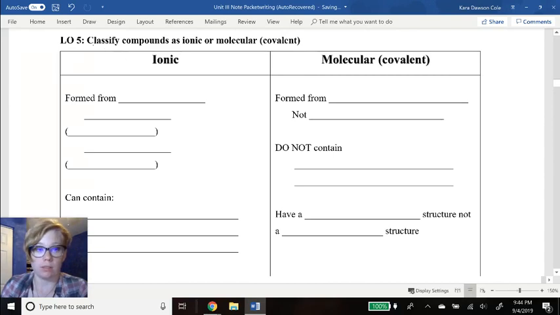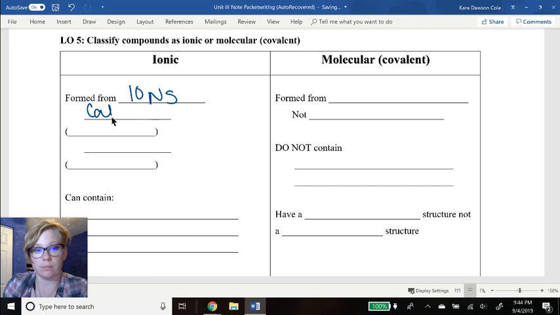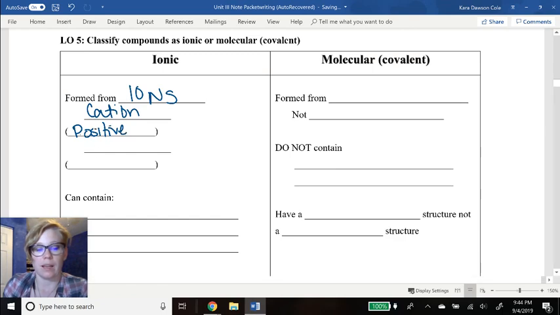We're looking at learning objective 5, which is to classify compounds as ionic or molecular, which is also called covalent. So ionic compounds are formed from ions. There are two types of ions. You have the cation, which is positive, and the anion, which is negative.